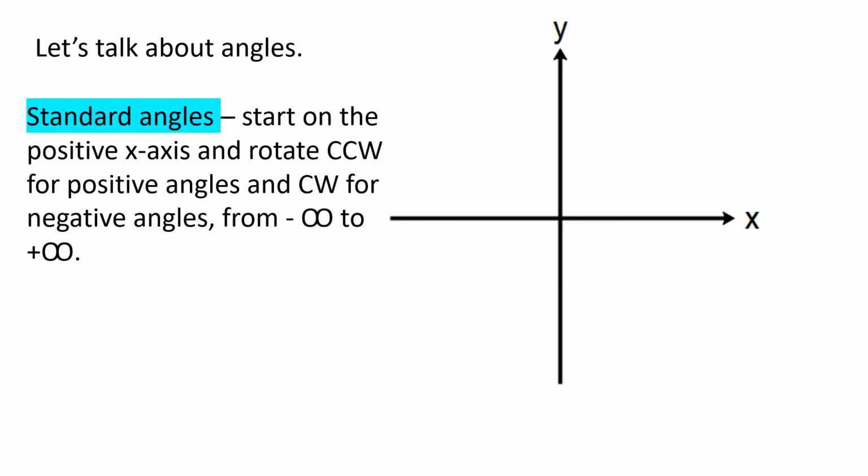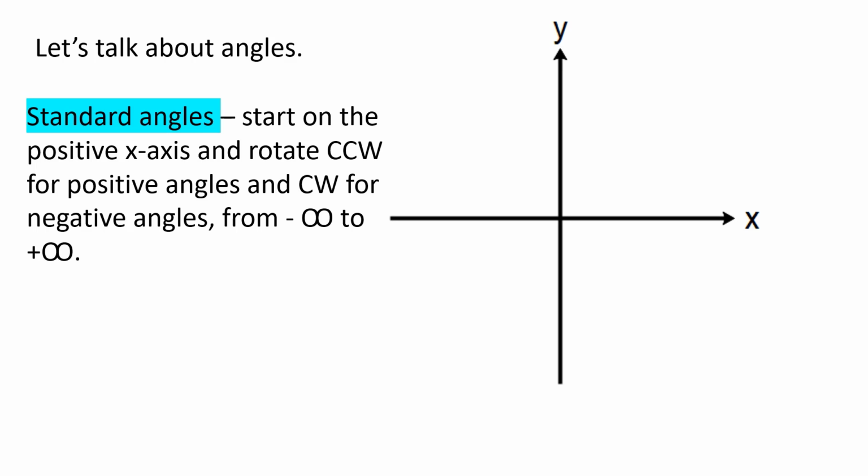All right, now angles are used to denote the direction of vectors, so we have to really talk about angles, and there are two types of angles that we need to figure out before we go too much further. There are standard angles. Those start on the positive x-axis and they rotate counterclockwise for positive and clockwise for negative, all the way from negative infinity to positive infinity.